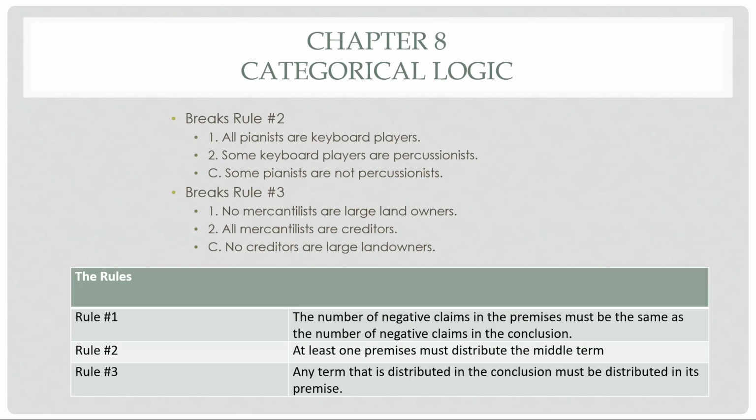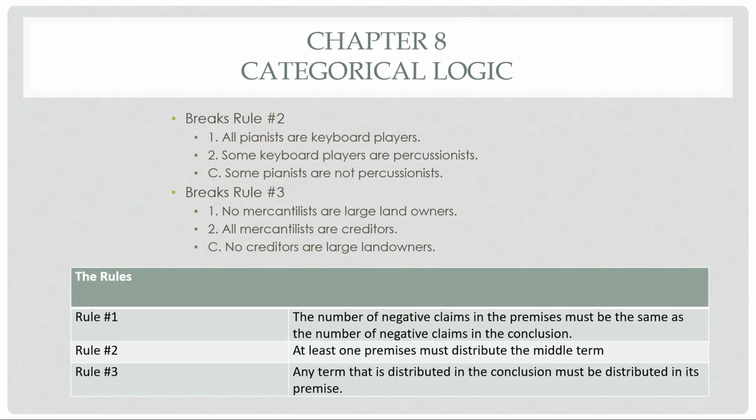Second rule is at least one premise must distribute the middle term, and this example breaks rule number 2. So first, all pianists are keyboard players. Premise 2, some keyboard players are percussionists. Conclusion, some pianists are not percussionists. And rule number 2 is at least one premise must distribute the middle term.